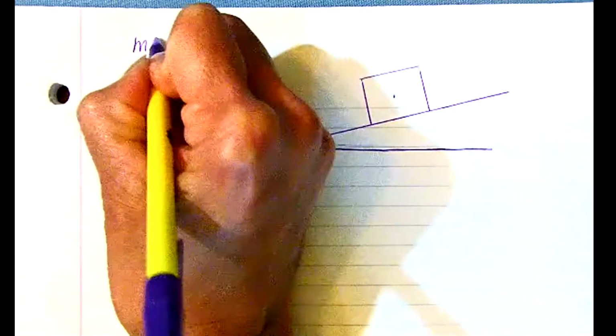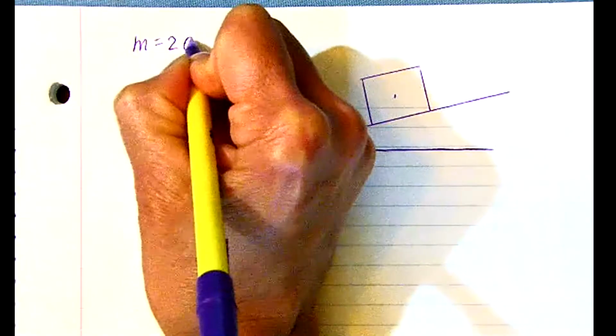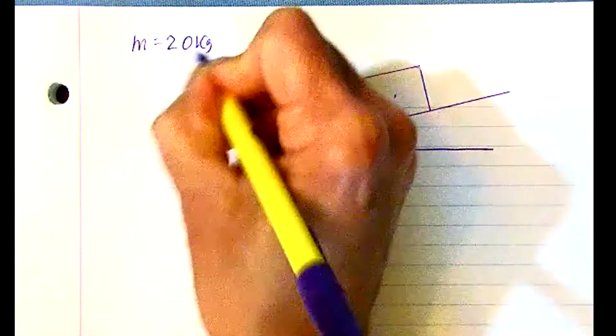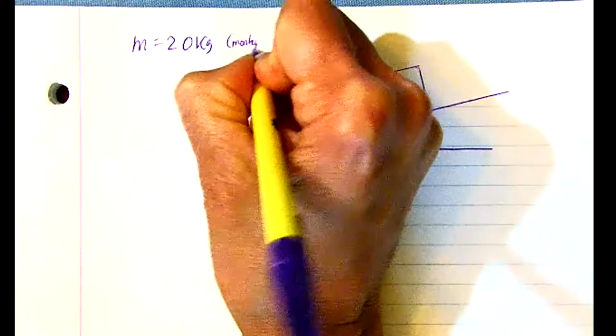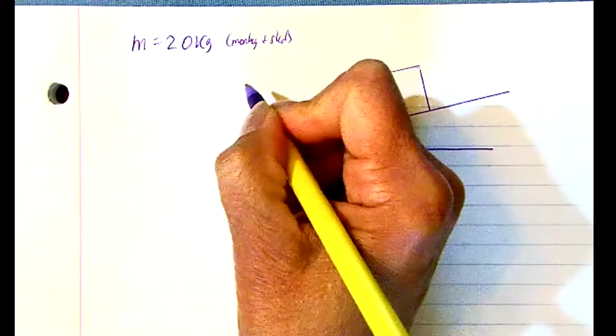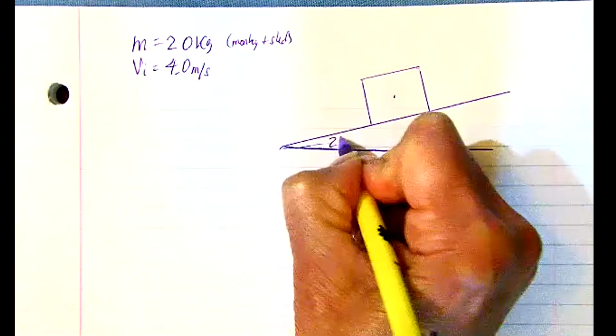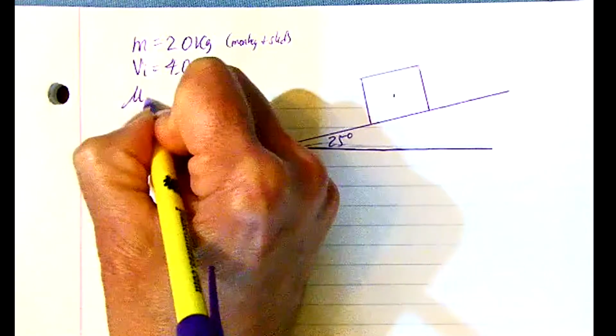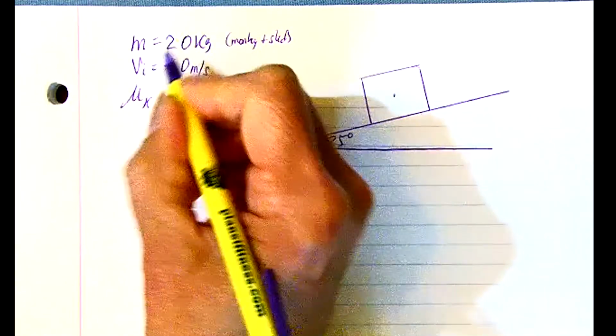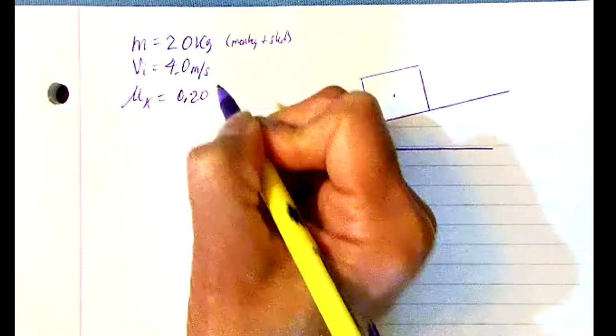There's our box. Okay, so I'm going to write down everything that's given. The mass is equal to 20 kilograms. That's the monkey plus the sled. And then we have the initial velocity is 4.0 meters per second. And we know that this is 25 degrees. They give you the coefficient of friction. It's moving, so I know it's kinetic, is 0.20.